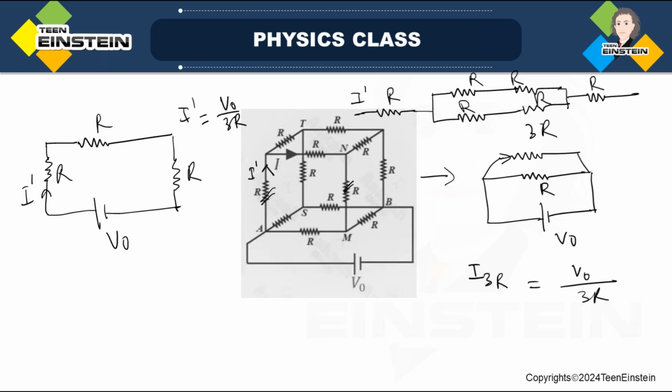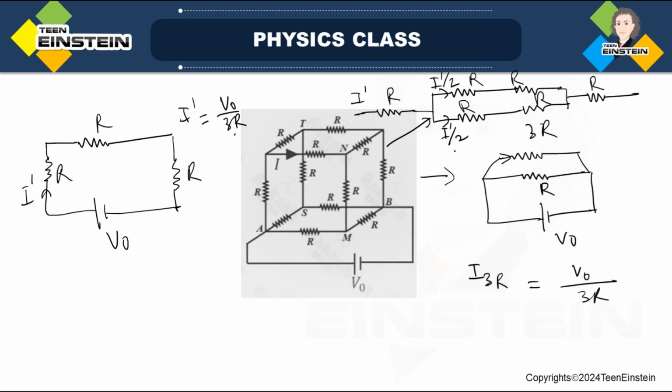I prime, I am getting V0 by 3R here. Now up to here it is V0 by 3R, and then it will get branched into two equal halves. So I'll get I prime by 2 here, and I prime by 2 in this branch. This is the equivalent circuit for the upper branch, for which the total resistance is 3R.